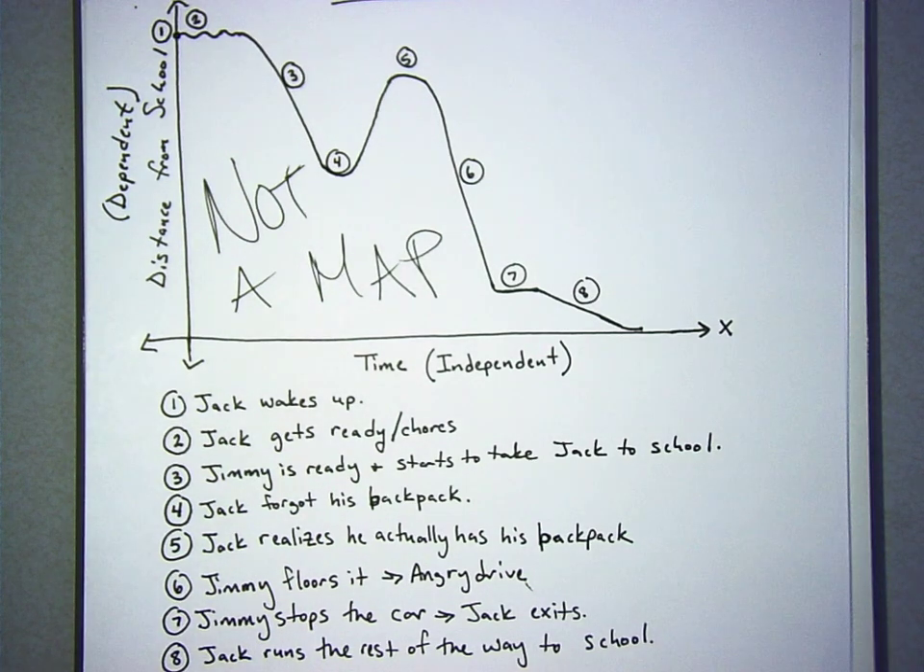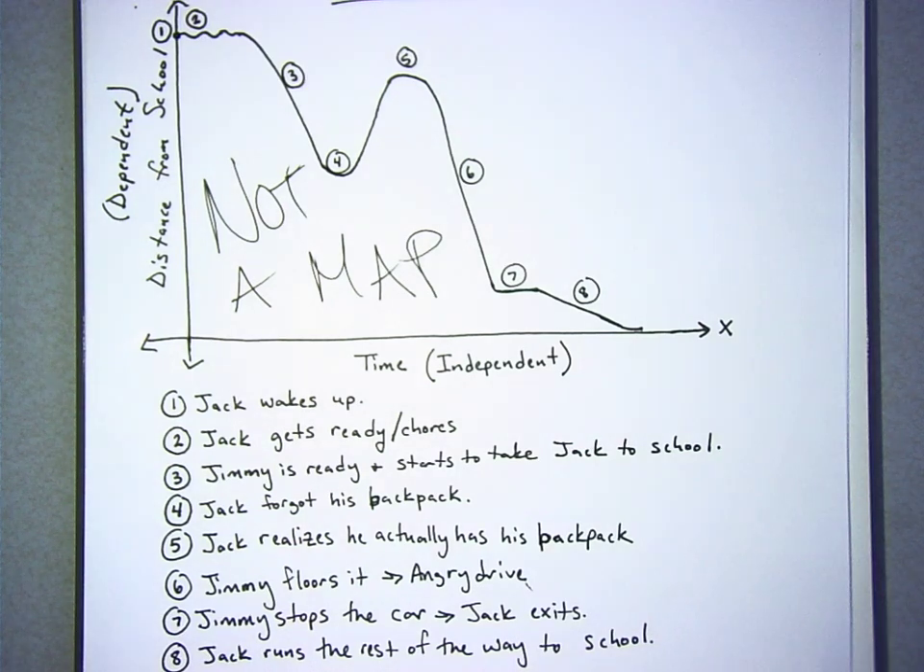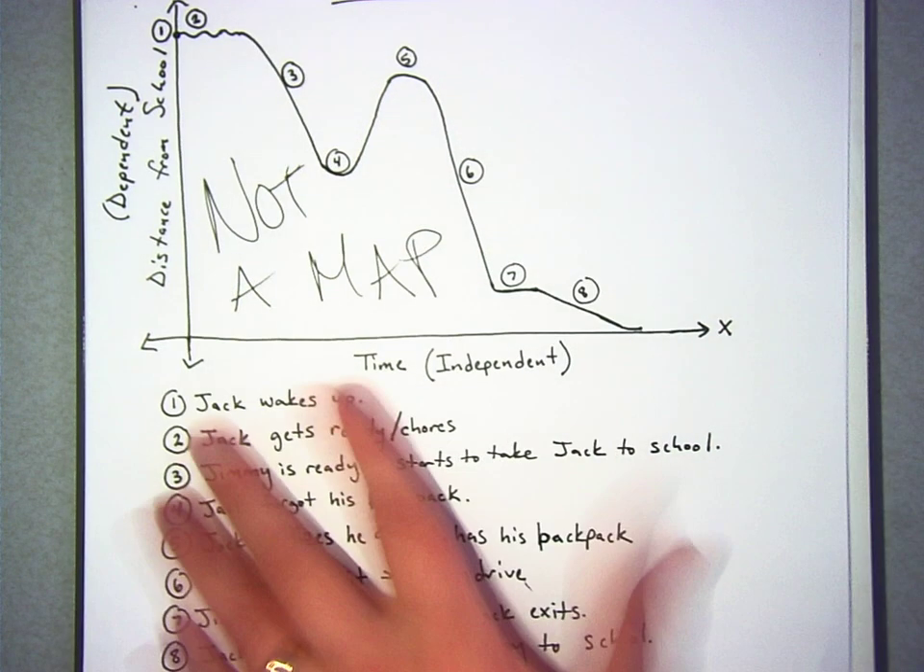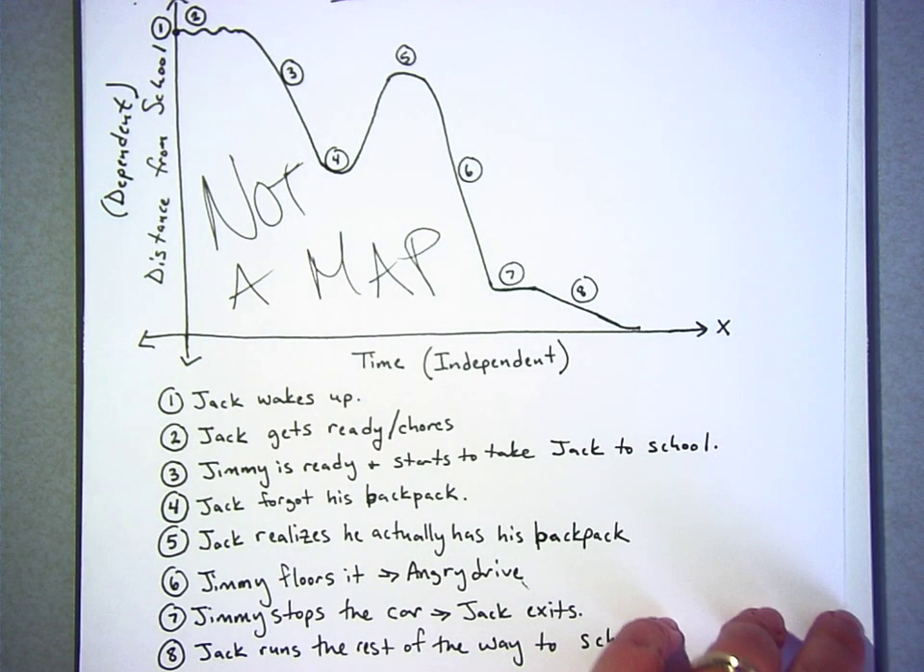If he were exactly 8 miles from the school, it would actually look like his line was flat, because he would keep staying 8 miles away from the school. Does that make sense? This is how far and how close you are from the school. This is a hard thing to understand.